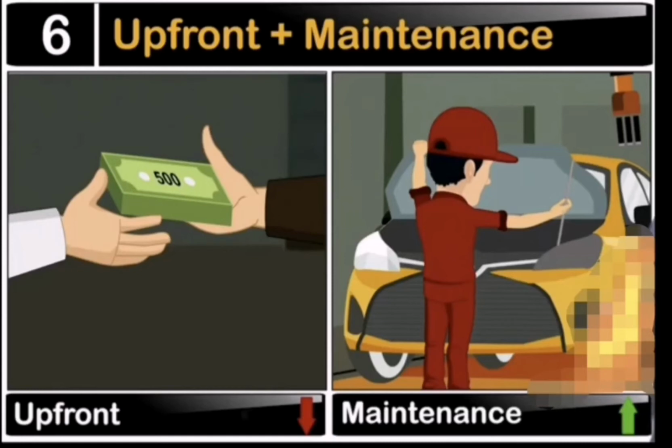In the upfront plus maintenance business model, people usually charge a lower upfront fee, and as maintenance charges they charge more from the customer.